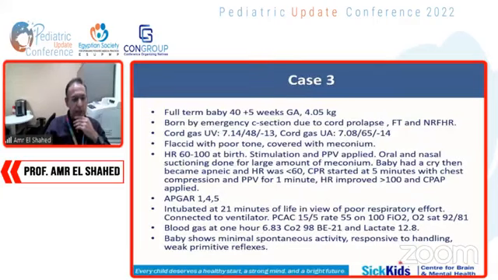Moving to the next case, this was a full-term baby, again, 40 plus 5 weeks, 4.5 kilograms, born by emergency cesarean section due to cord prolapse. There was also some fetal tachycardia and a non-reassuring fetal heart rate. Cord gases, and remember to compare this gas with the other gas that we talked about, were less acidotic, in fact. Here, the UV was 7.4, CO2 48, bicarbonate or base deficit minus 13, and the umbilical artery 7 and minus 14.